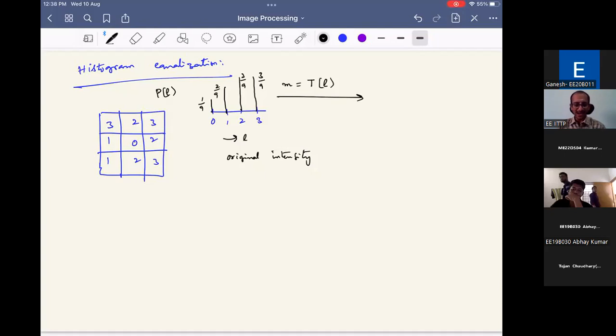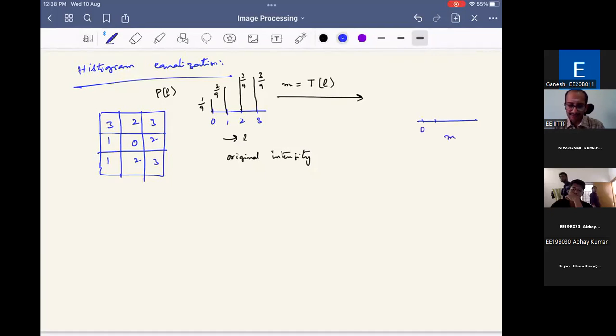Better in what sense? Having better visibility or better contrast. It's an enhancement pass. That's what we are thinking. M are the modified intensities. So we will see later whether that improves, and how well it improves. So we will be getting M here.